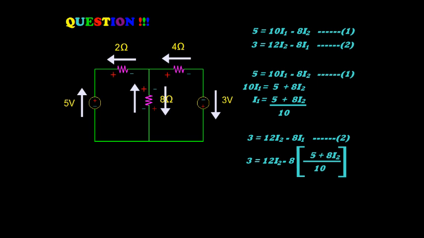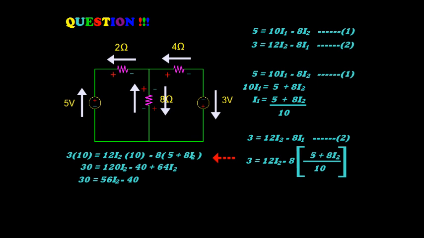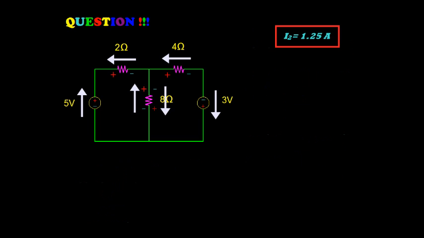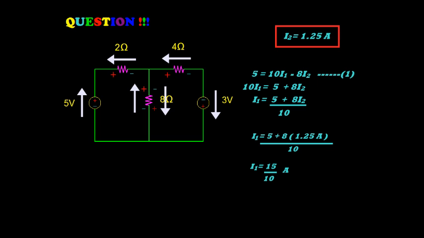Next, substitute equation 1 into equation 2 and we get the value of I2 is 1.25 A. From the value of I2, we use the substitution method again to get the value of I1, which is 1.5 A.